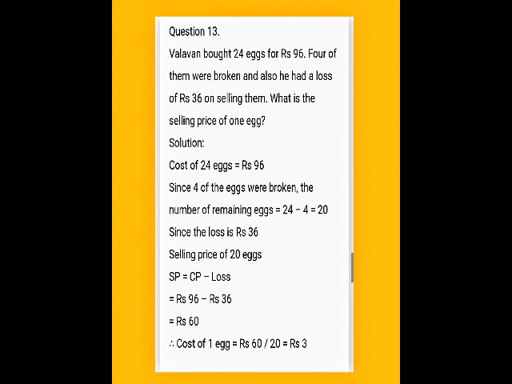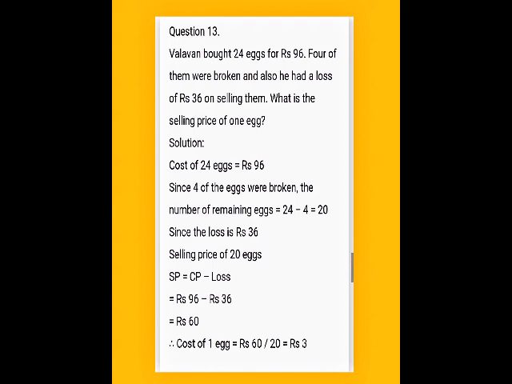Okay, let's move on to the solution part. Cost of 24 eggs is rupees 96. The 4 eggs were broken, so the number of eggs remaining with Balavan is 24 minus 4, which is equal to 20. So he is having a loss of rupees 36. So selling price of 20 eggs is equal to cost price minus loss. Cost price is 96, loss is 36. So it is 60. So selling price for 20 eggs is 60.